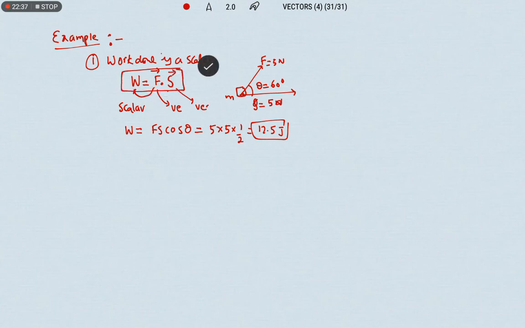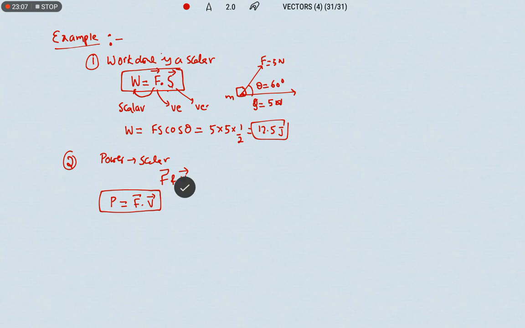If the force vector and displacement vector are given, and they are asking for work done, we can approach with a scalar product. And then power. Power is also a scalar quantity. If force vector and velocity vector are given, and they are asking for power, to find power we can take the dot product between force and velocity vector.